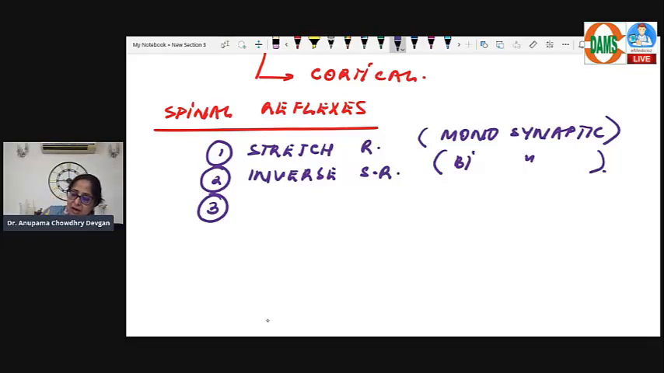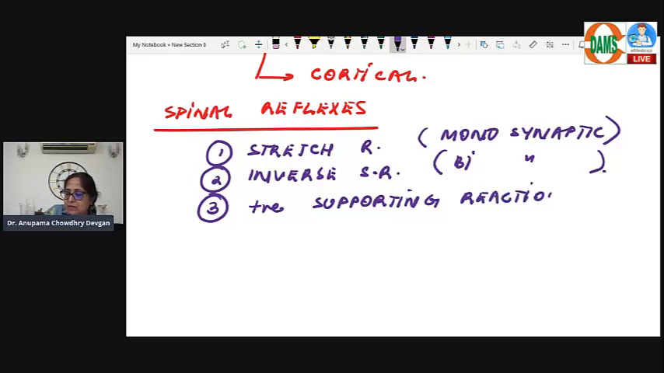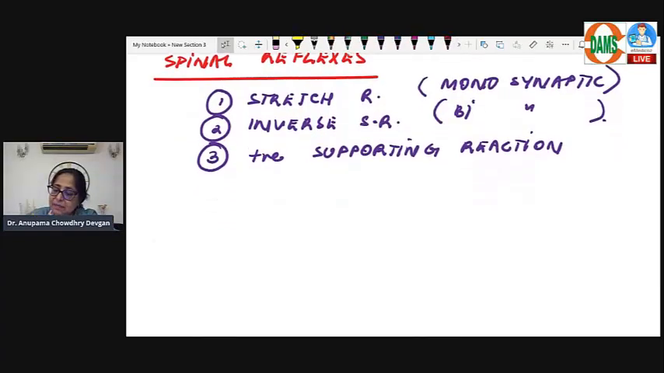and that is what is known as the positive supporting reaction. Now, what is a positive supporting reaction? The positive supporting reaction is also known as the magnet reaction.